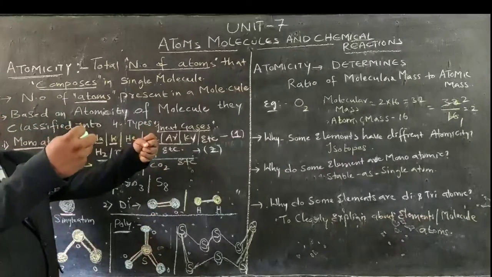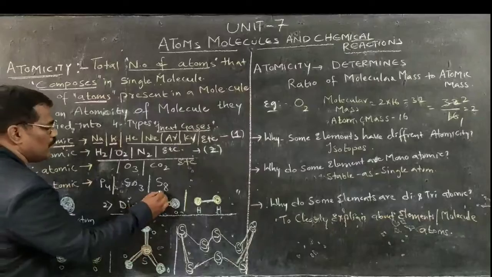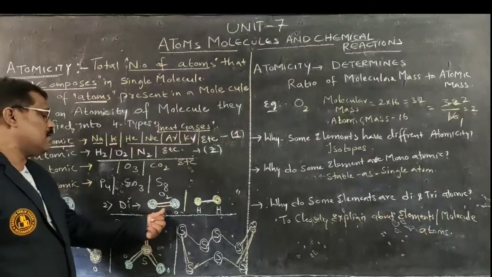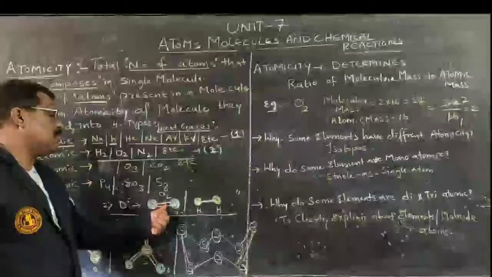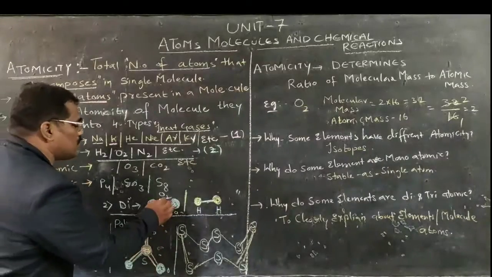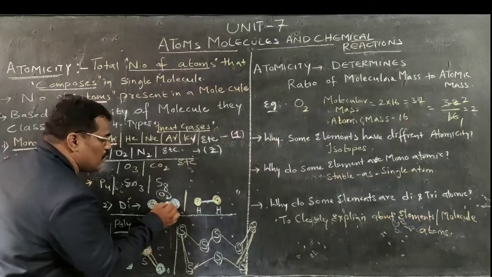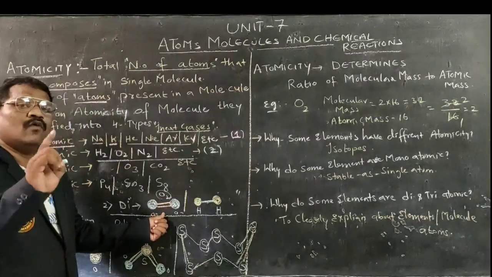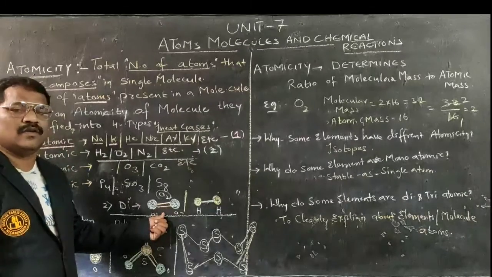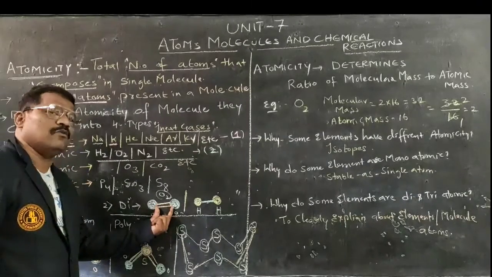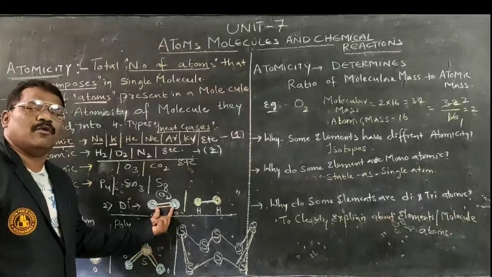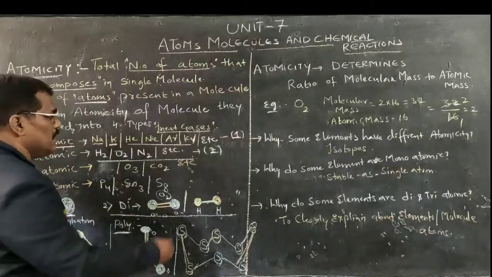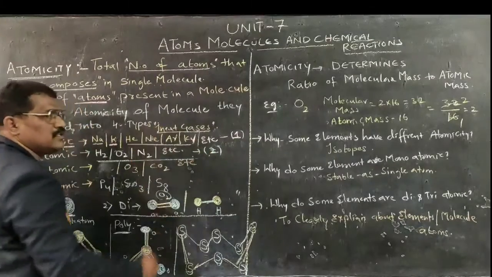Diatomic, 2 atoms existing. See here, to form an oxygen molecule, one oxygen atom and another oxygen atom have a double bond between them. What is a double bond? In higher classes you will come to know. The structure of the oxygen molecule has a double bond between one atom and another. Therefore its atomicity is 2.